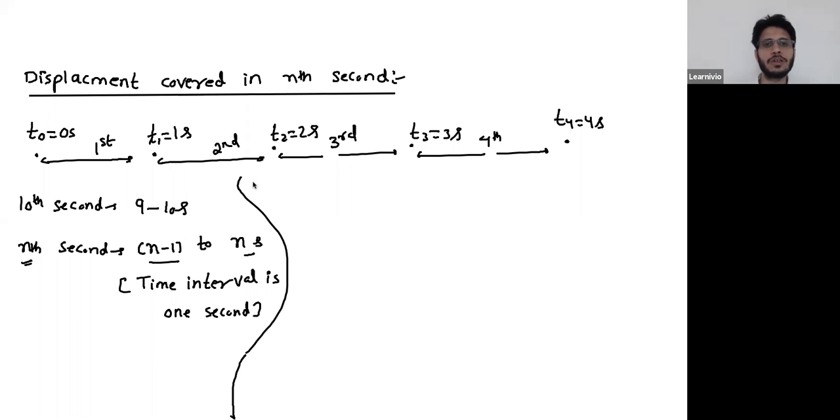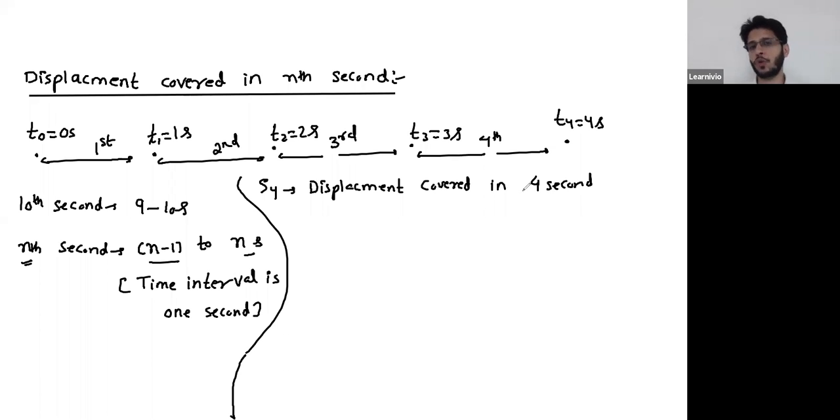The next is, let's say a body covers some displacement in 4 seconds. I write here S4. S4 is displacement covered in 4 seconds. When I say 4 seconds, it's not fourth, it's 4. What is the interval? If I'm saying 3, it's not fourth, it's 4 seconds. 0 to 4. 4 seconds means 0 to 4 seconds. So S4 is the displacement covered in 4 seconds. That means 0 to 4 seconds.